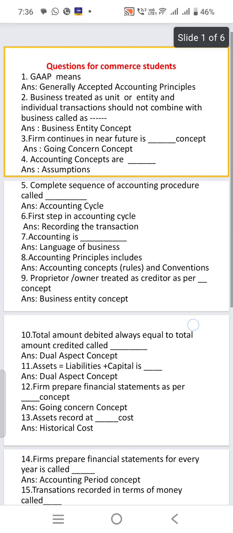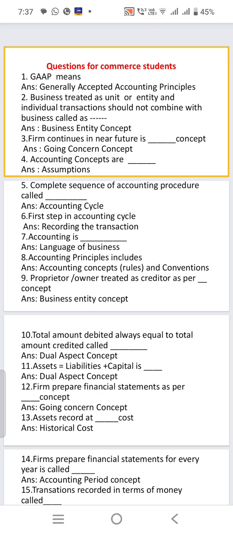The next one is the fourth question, accounting concepts. Already we have discussed accounting concepts are nothing but assumptions. In examination you may get a question like this: accounting concepts are dash. It may be assumptions, or accounting concepts are rules.